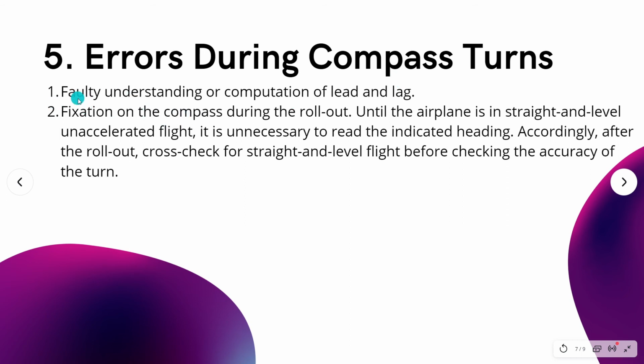So, first fault, faulty understanding or computation of lead and lag. And lastly, fixation on the compass during the rollout. Until the airplane is in straight and level, unaccelerated flight, it is unnecessary to read the indicated heading. Accordingly, after the rollout, cross-check for straight and level flight before checking the accuracy of the turn.